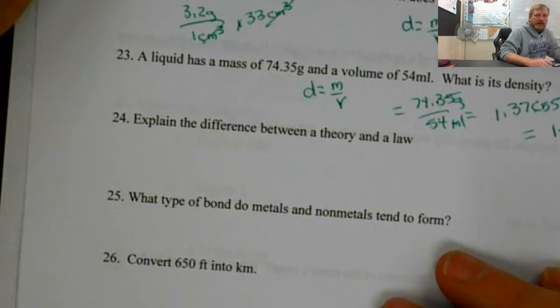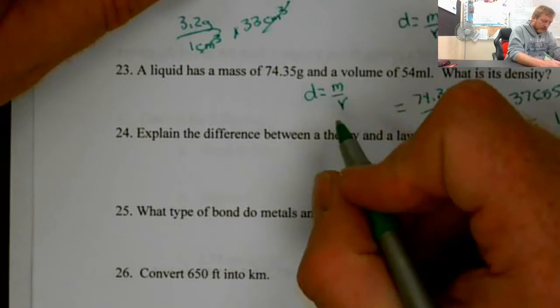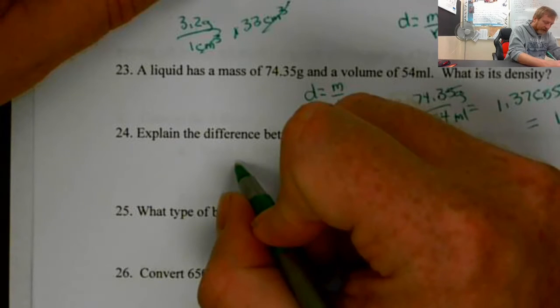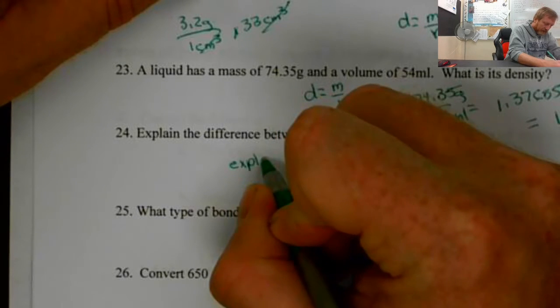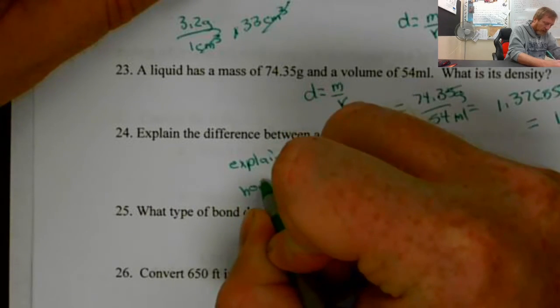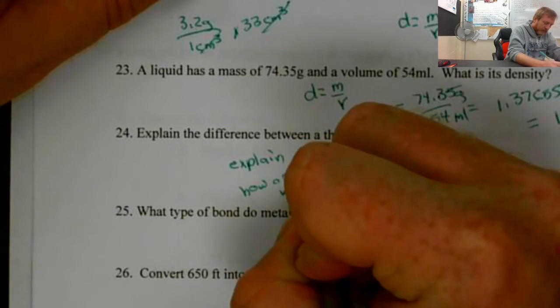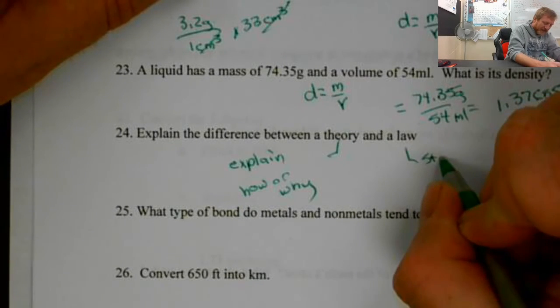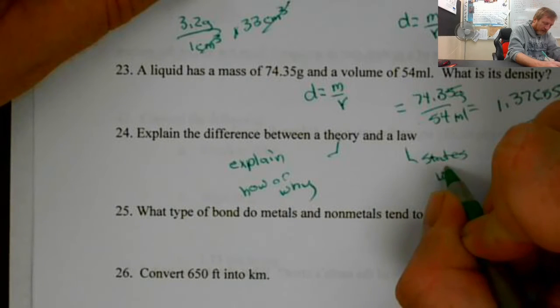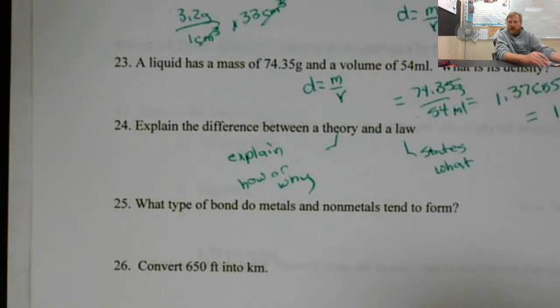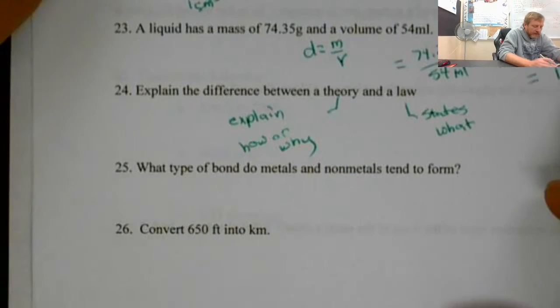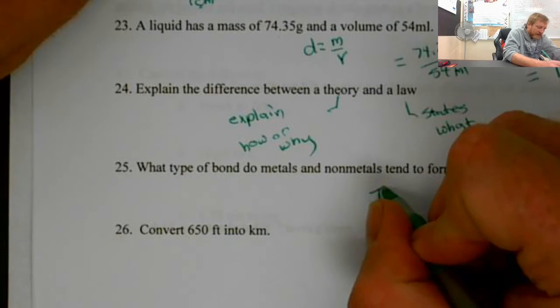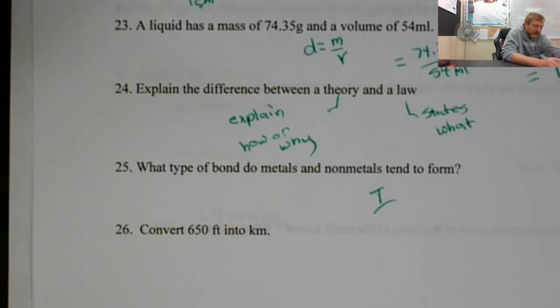Okay, to explain the difference between a theory and a law, that's pretty easy. Theories explain how or why, and a law states what happens in nature. So laws don't explain, they don't say because, they don't give any sort of explanation. It's just a statement of fact, a statement of what happens. Okay. What type of bond do metals and nonmetals tend to form? That would be an ionic bond.